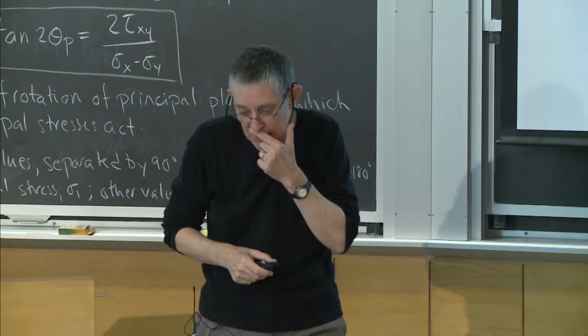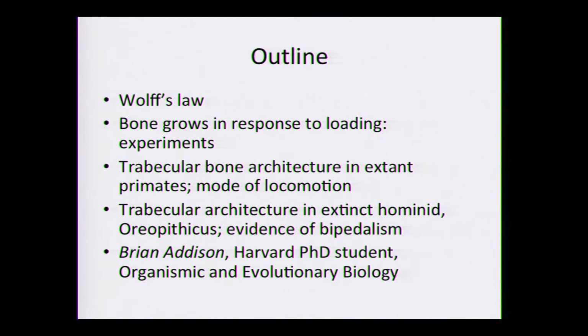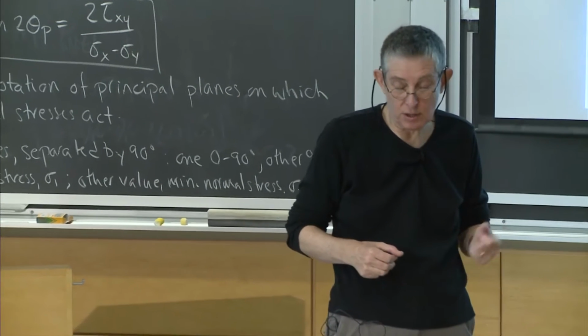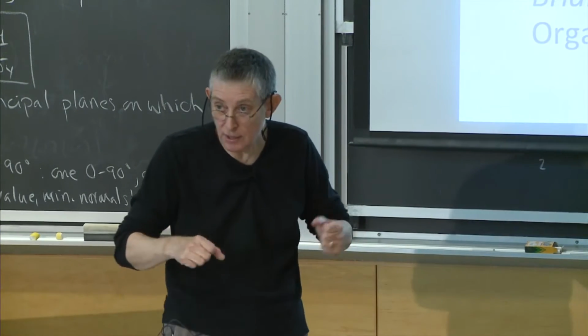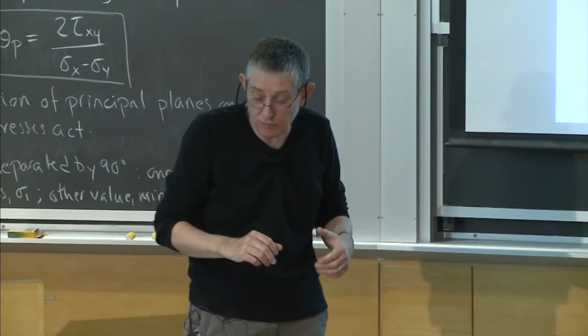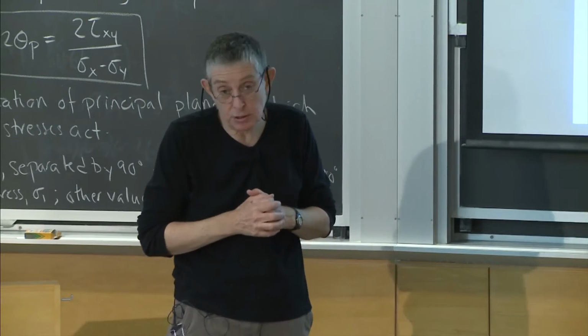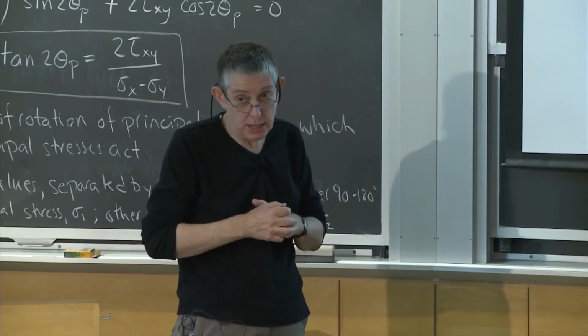Then there was another study where they looked at the trabecular bone architecture in living primates. If you think about the way we walk, we're on two legs. The way a chimp walks, it's on two legs sometimes, but not all the time. If you look at a gorilla, it's more on all fours. And the other species they looked at is the orangutan, and orangutans brachiate.